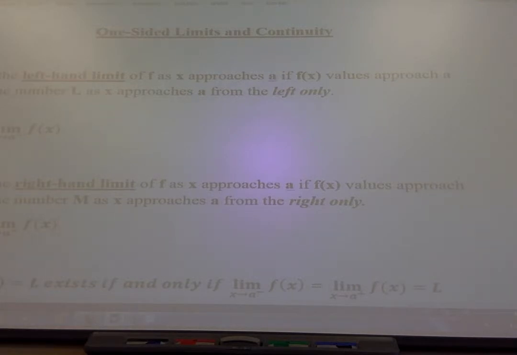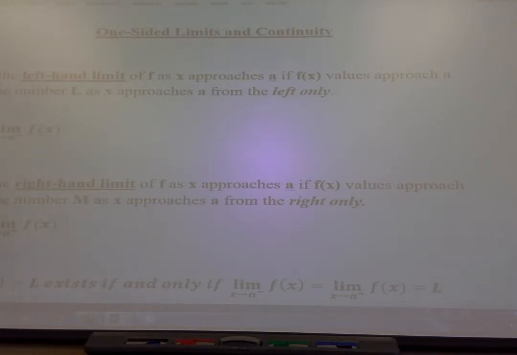Okay. M is the right-hand limit of f as x approaches a, if f of x values approach a unique number M as x approaches a from the right only. Look at that notation. Limit as x approaches a with a plus in that exponent position. That means from the right-hand side only. Okay? All right. So left-hand limit and right-hand limit. One-sided.